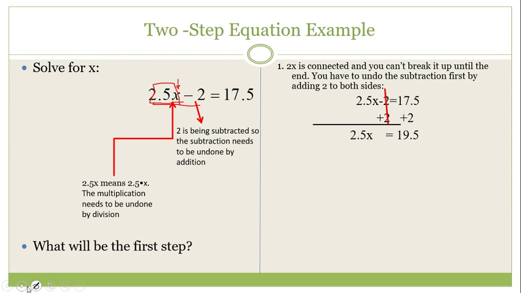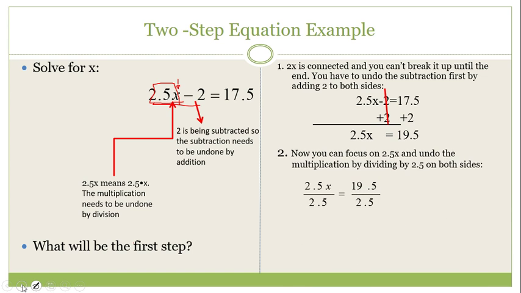Now we're back to a one-step equation, which we've seen plenty of examples of. So what's being done to x? Well, it's being multiplied by 2.5. So we need to undo that with division. So we go ahead and divide both sides by 2.5. And 19.5 divided by 2.5 is 7.8.